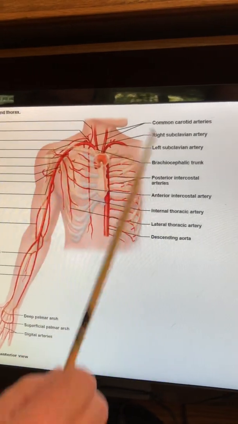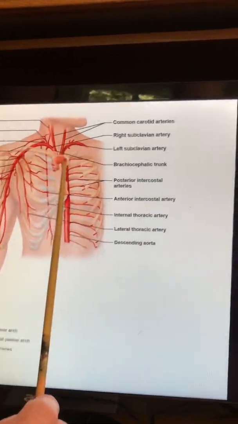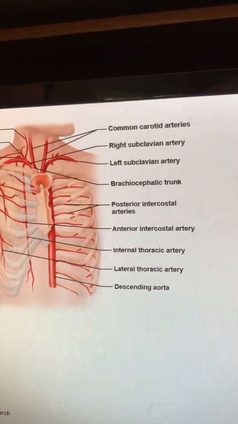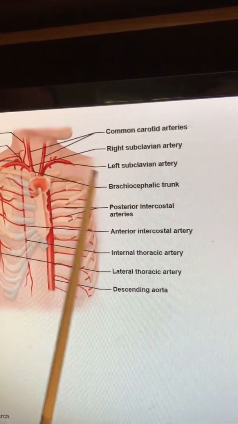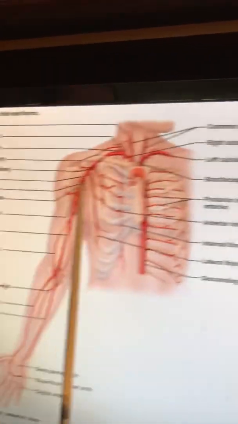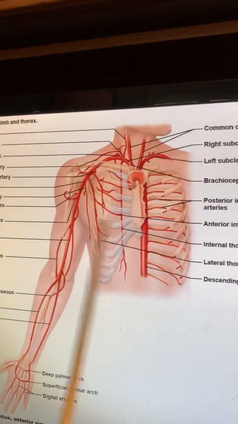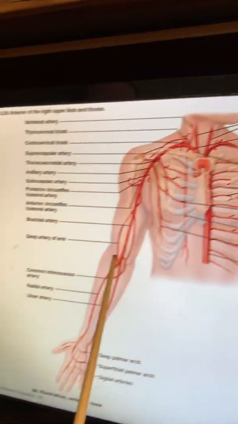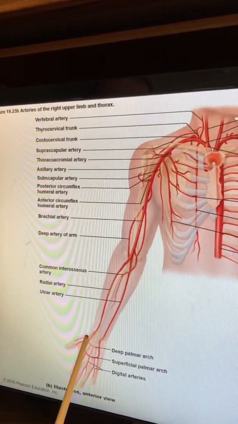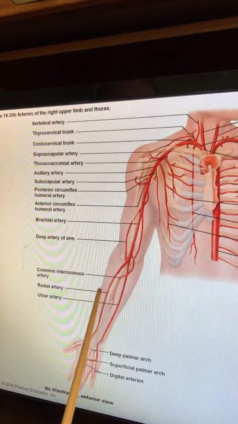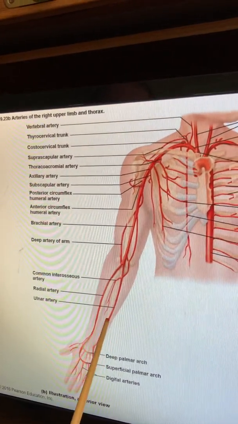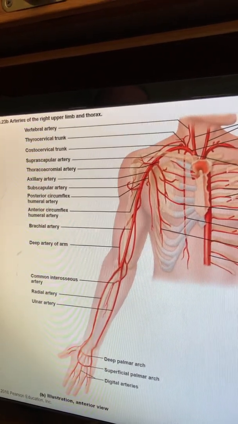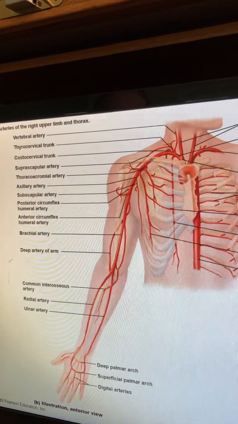Okay, so on the left side, you have gone into the left subclavian artery, and then the same thing is going to repeat that you had on the right. Then after the left subclavian, you're going to go to the left axillary artery. Then you're going to go down the arm as the left brachial artery. Then you're going to go towards the thumb side as the left radial artery, or the pinky side as the left ulnar artery.